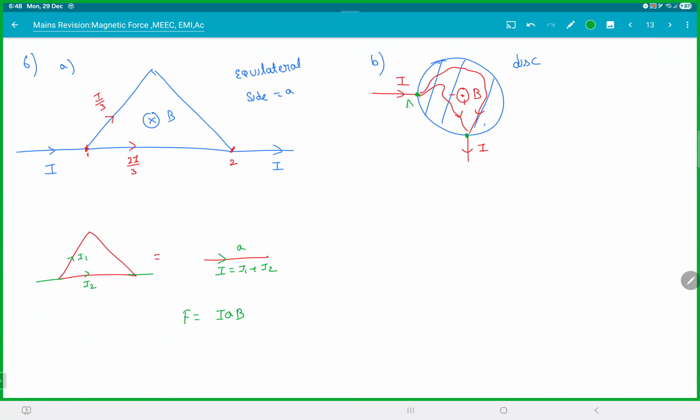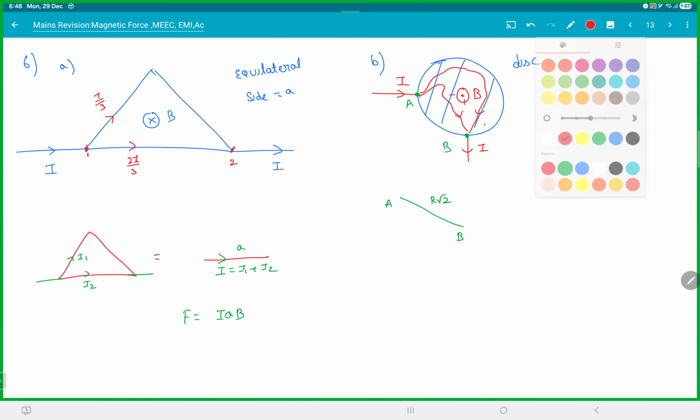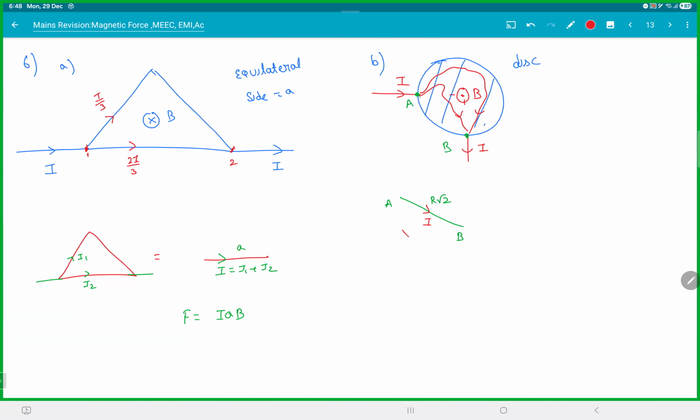So this A and B is your projected length. You can just replace all these wires with AB, whose length will be R root 2, and you can assume current I is flowing through this. And there's a magnetic field B here. So this is I L cross B. The force will be this way, I R root 2 B. Is that making sense, everyone? So only the entry point and the exit point will matter when B is constant.